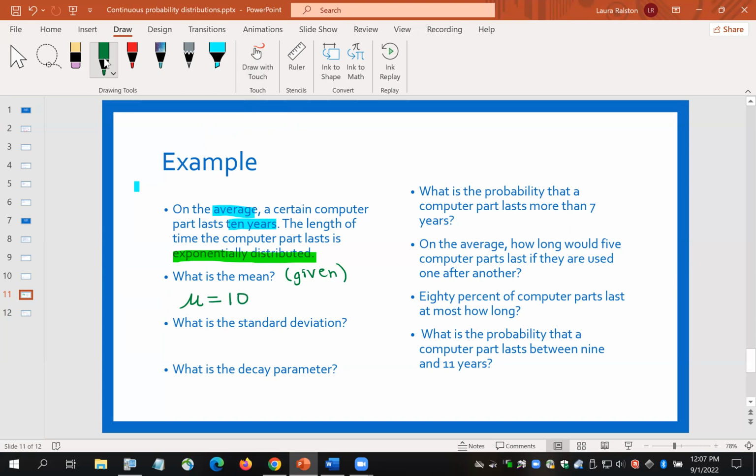Well, if I know the mean, I know the standard deviation because the mean equals the standard deviation. So in this case, my standard deviation is 10. My decay parameter, which is represented by an m, is 1 over the mean. So I'd have 1 over 10, or 1/10. It's probably easier to put it in decimal form if you can.